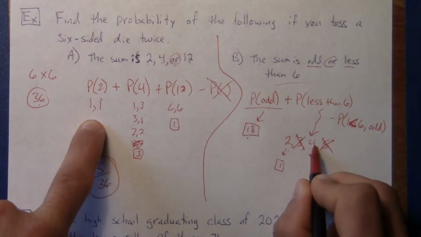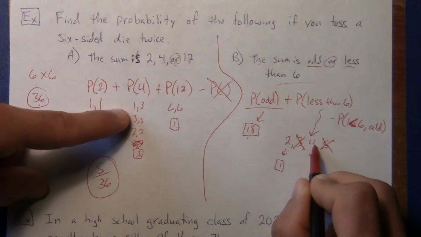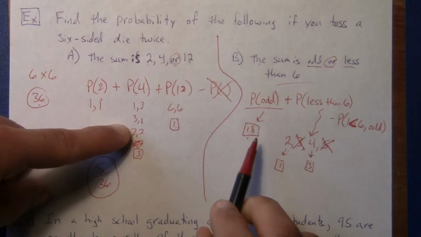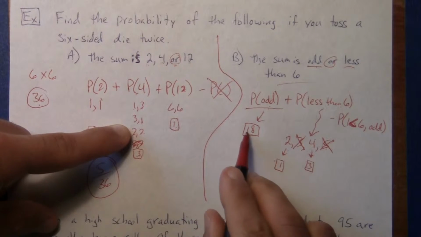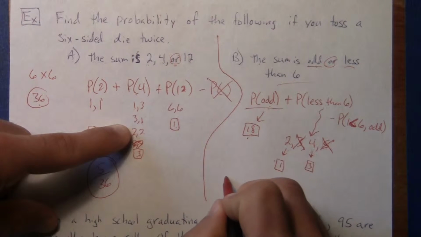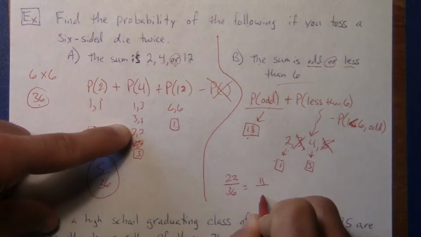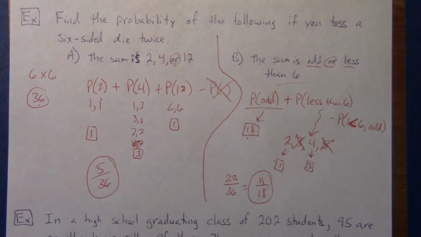The number of ways to get 4, I'd have to roll either a 1 and then a 3, or a 3 and then a 1, or a 2 and then a 2. So there are 3 of those. And so if I add all those together, I would get 18 plus 4, or I would have 22 out of 36. And if I divide both by 2, the probability would be 11 out of 18.